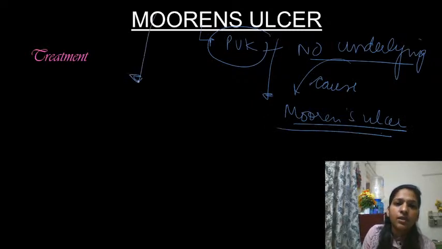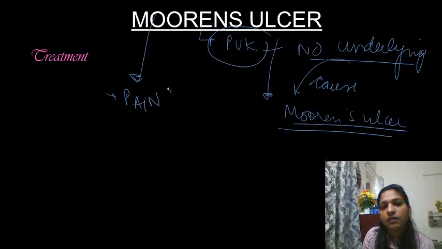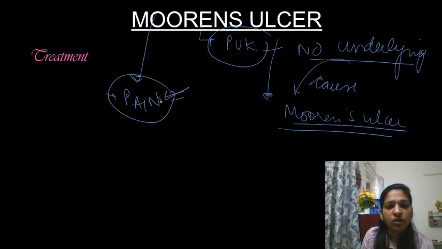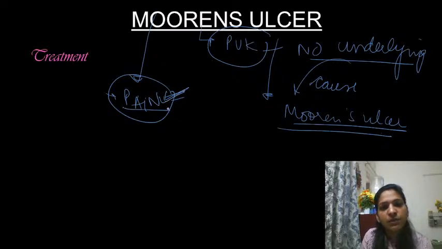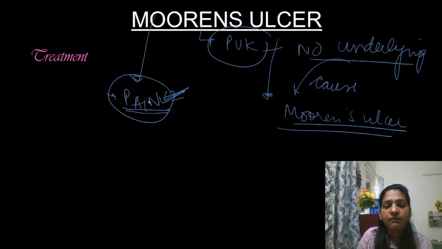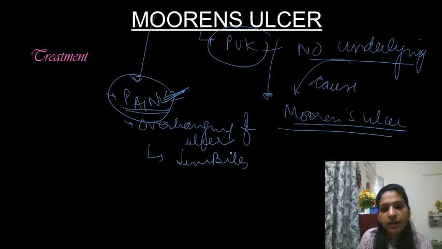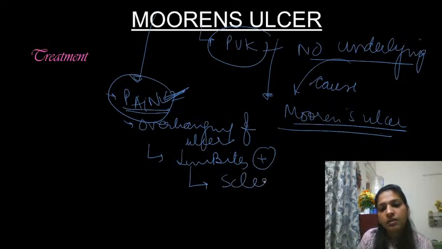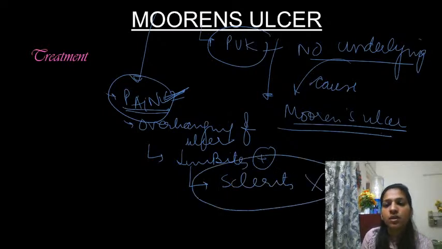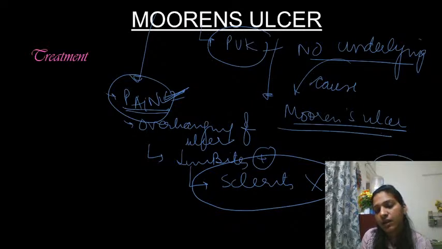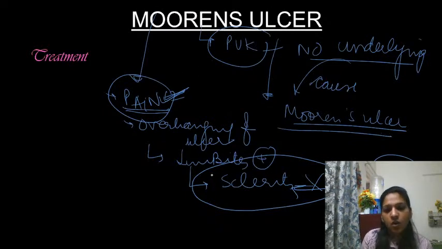Okay, now what are the features of Mooren's ulcer? First one is the pain. There will be very much pain. Pain is out of proportion to the disease, meaning symptoms and signs will be very less, but pain will be very much. Okay, and overhanging edge of the ulcer. Limbitis will be present in both, but scleritis is absent. Scleritis will not be there in Mooren's ulcer, but in PUK associated with autoimmune disease, scleritis can occur. Okay, so these are the main 3 differentiating points.